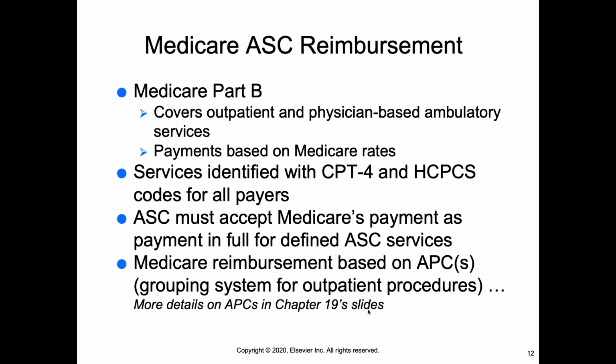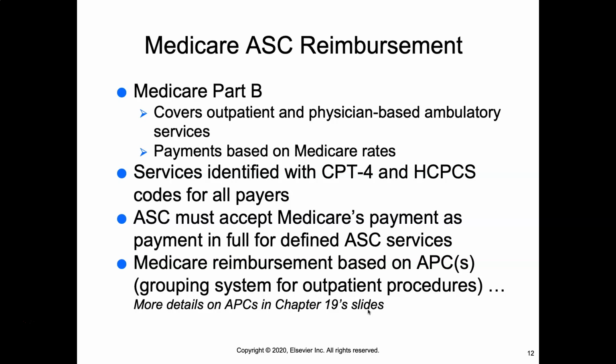All right, moving on to Medicare, ASC, and reimbursement. It's all Medicare Part B if a patient has Medicare, because Medicare Part B covers outpatient and physician-based ambulatory services, which this is. Ambulatory is outpatient. The patient payments are going to be based on Medicare rates. All the services are identified with CPT-4 and HCPCS codes for all payers, regardless of that.